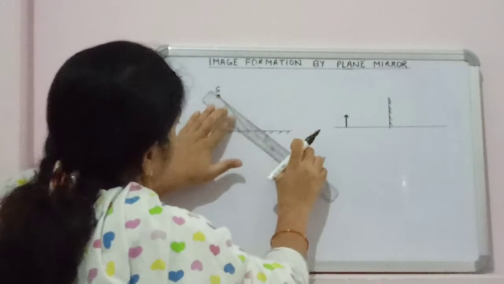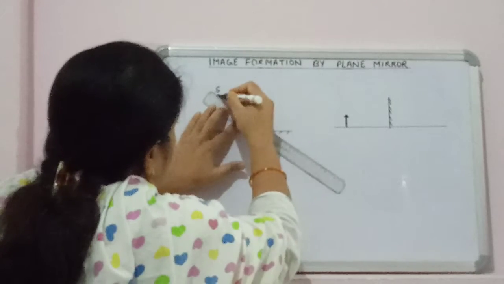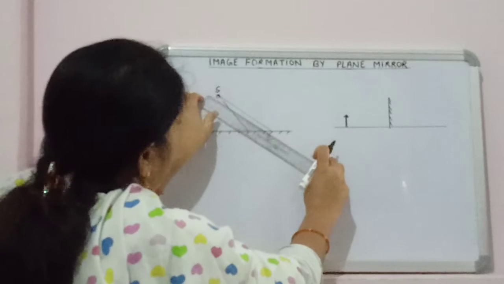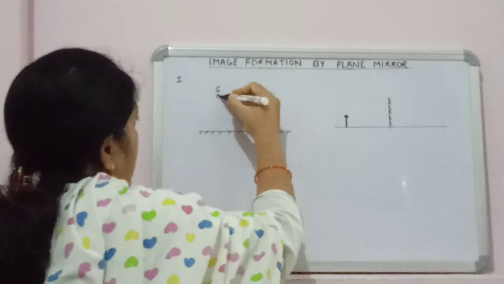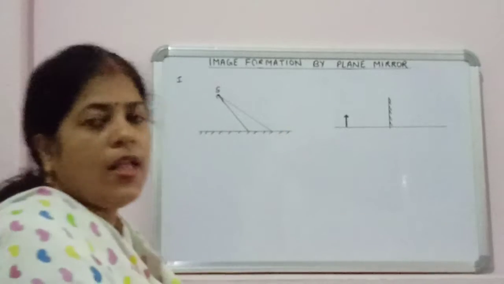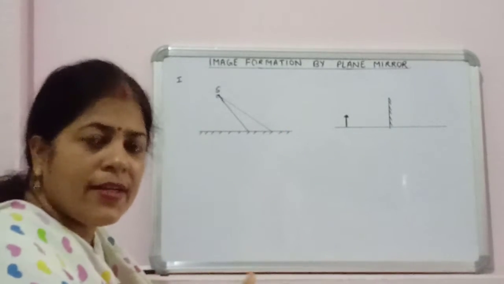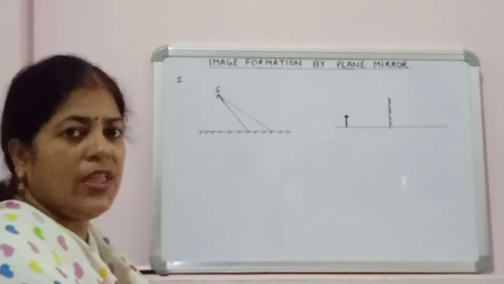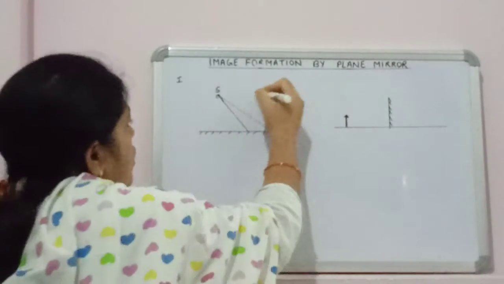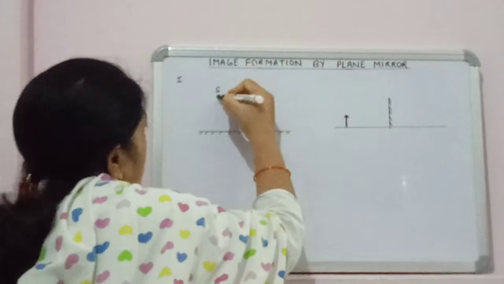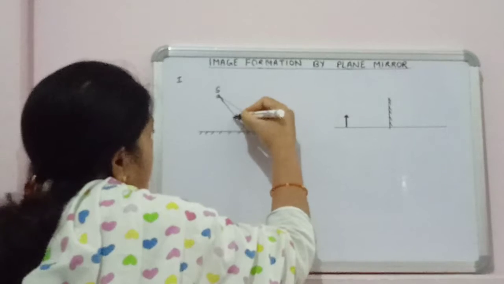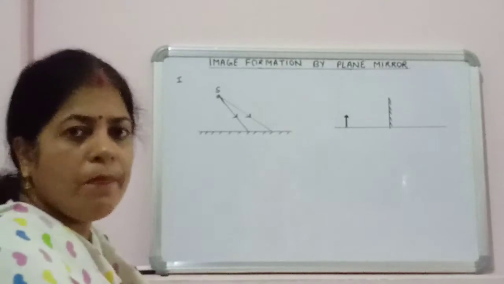We'll consider at least two rays, because to show the image formation we need to take at least two rays. Only then do those two reflected rays intersect with each other and the image is formed. So these two are the incident rays.